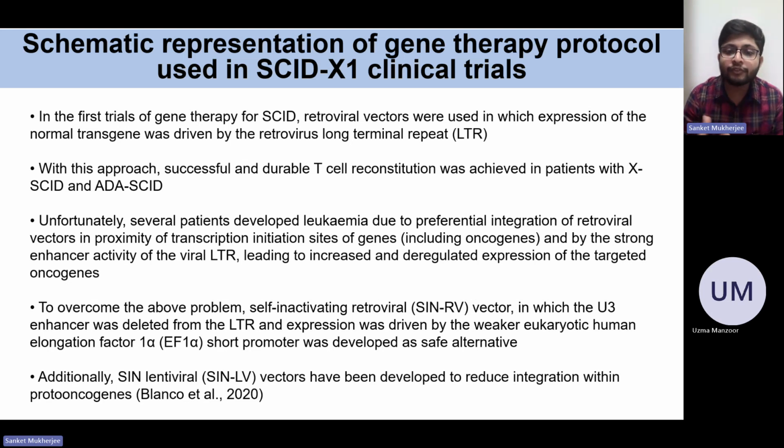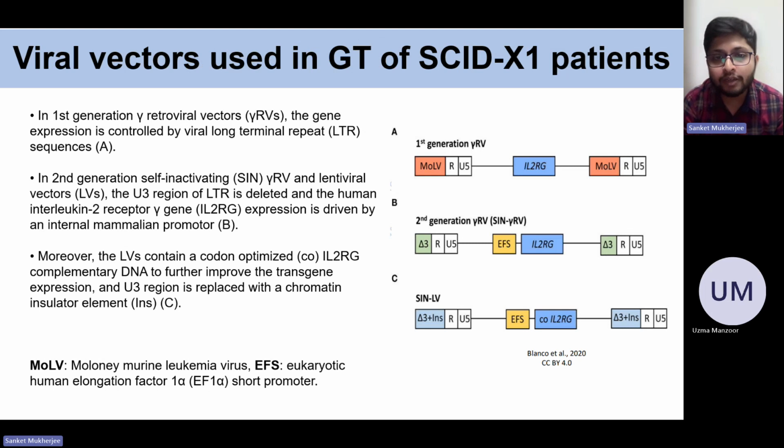To overcome the above problem, we have self-inactivating retroviral vectors in which the U3 enhancer was deleted from the LTR and expression was driven by a weaker eukaryotic elongation factor, EF1 alpha short promoter, developed as a safe alternative. Additionally, SIN lentiviral vectors have been developed to reduce integration within proto-oncogenes. So in the first generation gamma retroviral vectors, the gene expression is controlled by a viral long terminal repeat. You can see that here. That is how they control the gene expression in part A.